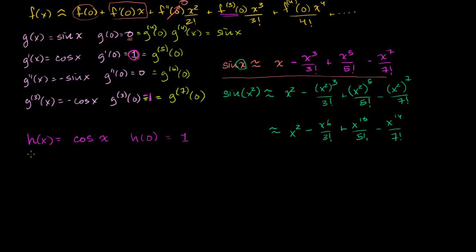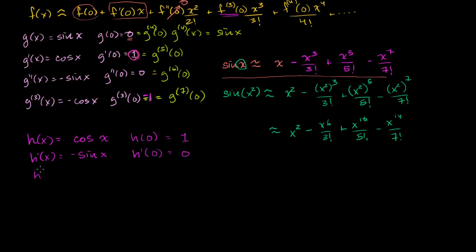And then if you have h prime of x, that's going to be equal to negative sine of x. And you could look over here. This is essentially h of x, and this is going to be h prime of x. So it's essentially kind of one step ahead of where we were with g of x. But we'll just redo it over here just so it's clear. So the first derivative at 0 is negative sine of 0, which is just 0.